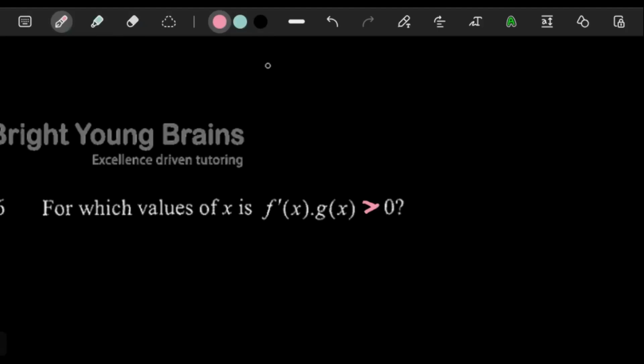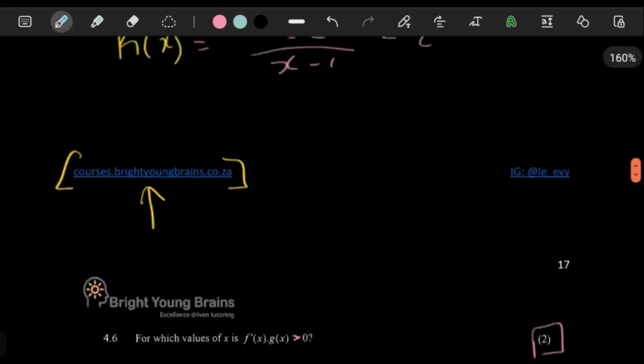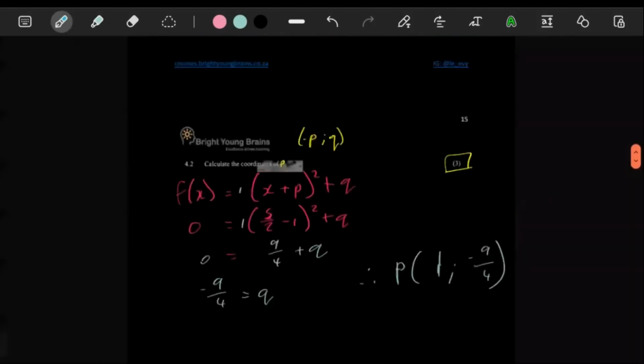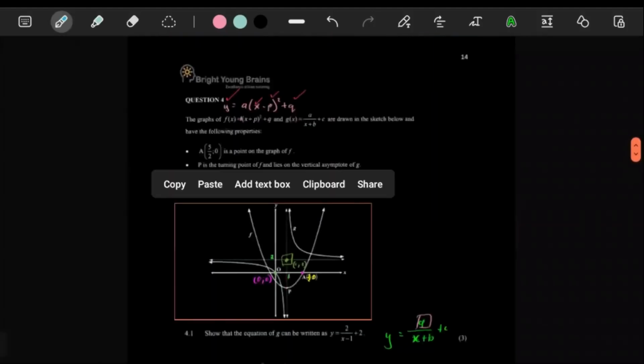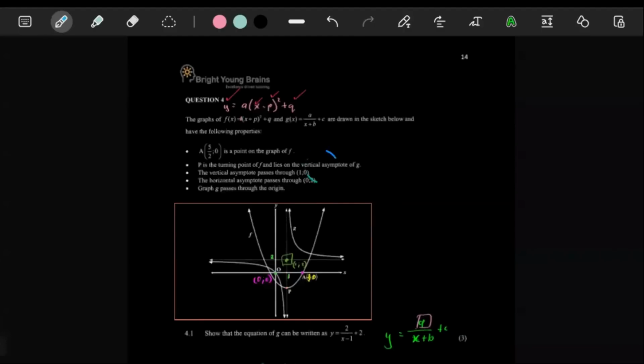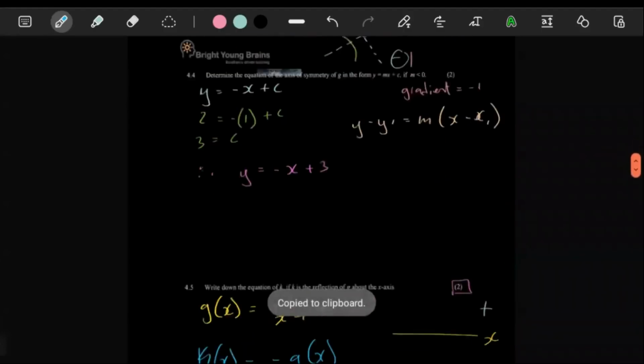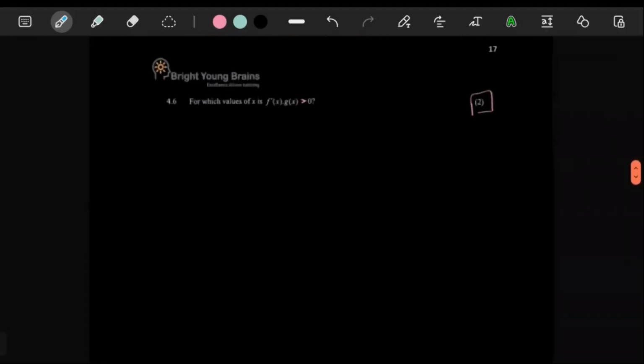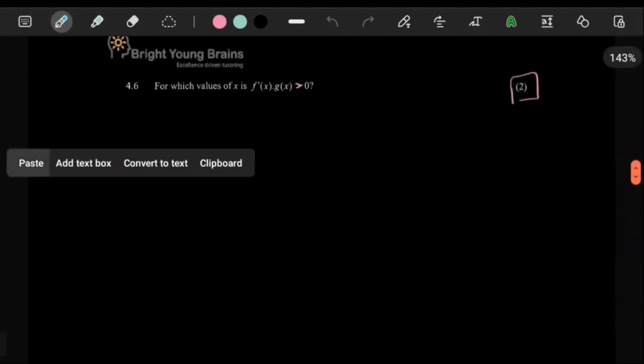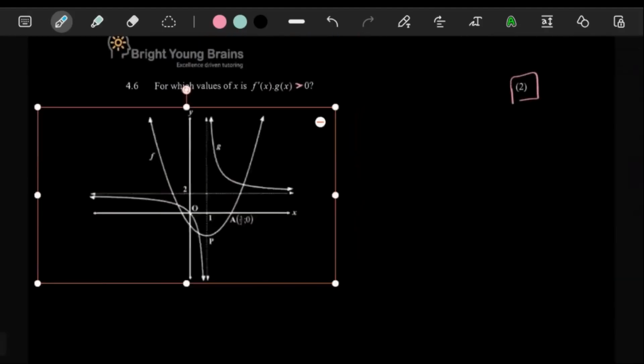So if we're going to work out where this equation is bigger than 0, this is where you have to know your knowledge well, because this is not the kind of question that you just guess what to do. You either know exactly what to do, or you just don't, and you just leave it and you move on. But as mentioned, if you do go through the online courses on our website, then these are the kinds of questions that you'll be able to work out.